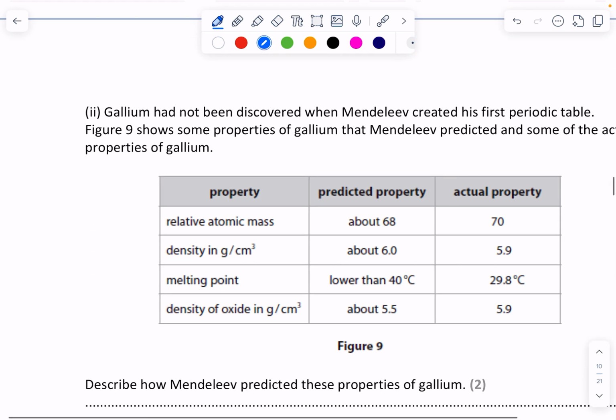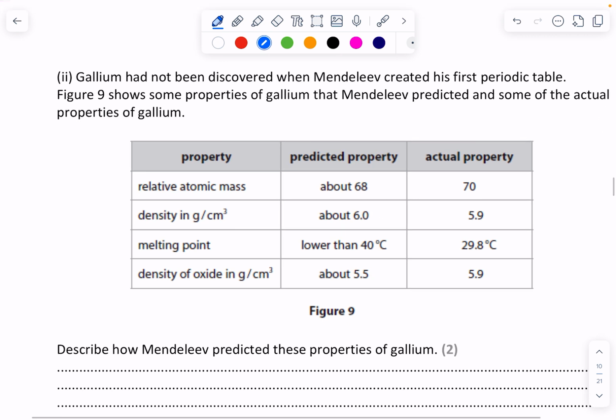Next bit. Okay, we've got some information here on gallium's discovery, and they've given us a lot of information in the table that we're going to have to use just to check. The key thing to notice here is that the predictions that Mendeleev made, so these were the predicted properties, were actually very close to the actual properties. So his predictions were really, really good. And it wants us to explain how he made these predictions.